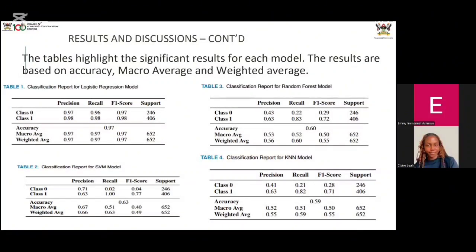We had to rate the precision and the recall values. Class 0 was for the sick patients, the sick children, and class 1 was for the healthy children. These are the models we developed. This was a linear regression, this was an SVM model, a KNN model, and the random forest. We developed these multiple models to help us understand their accuracy and precision.